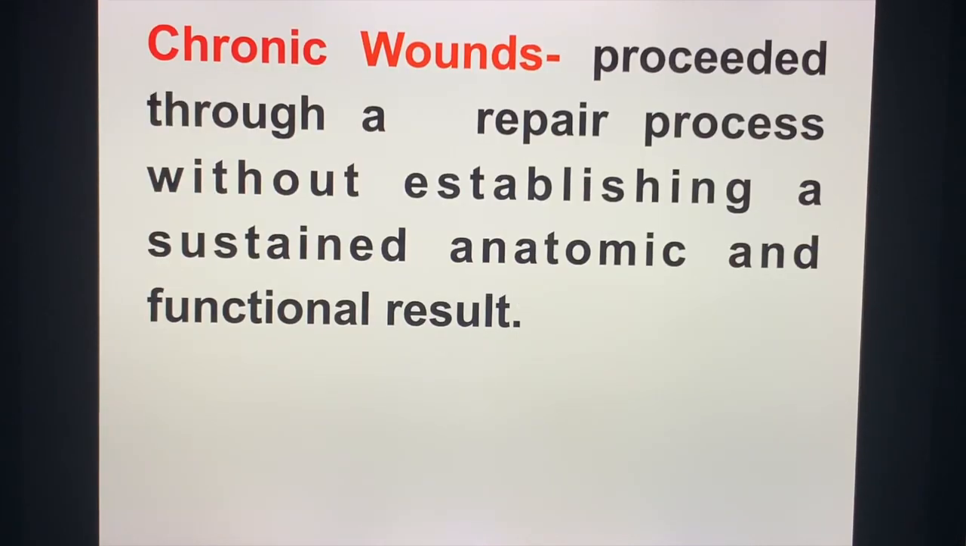As for the chronic wounds, the major difference between the chronic and the acute wounds is that in the chronic wounds, this is a repair process without establishing sustained anatomic and functional result. So the major difference between acute and chronic wounds would be establishing a sustained anatomic and functional result or functional integrity. So acute is able to restore, however, for the chronic wounds, there is no establishment of sustained anatomic and functional integrity.